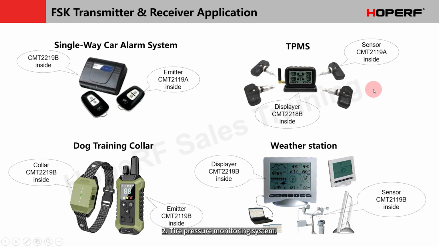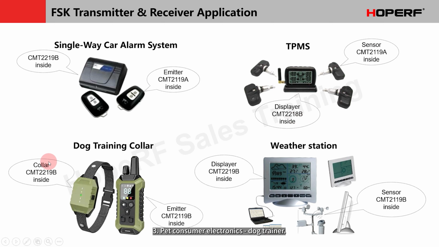2. Tire pressure monitoring system. In the tire pressure monitoring system, the pressure sensor is the transmitter. It can use CMT2119A. The display is the receiver end. CMT2219B can be used.